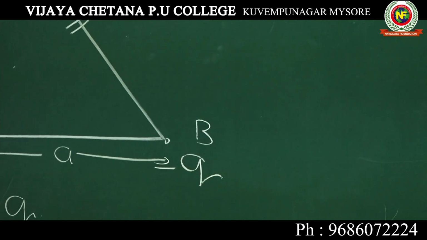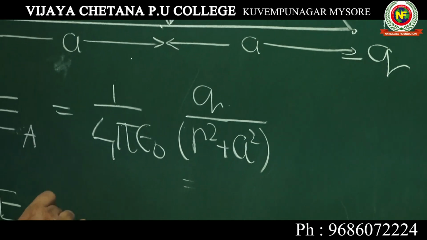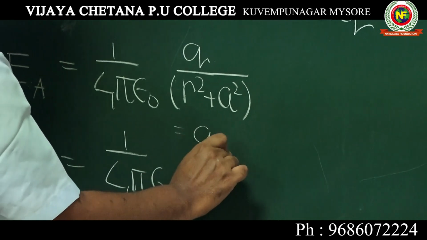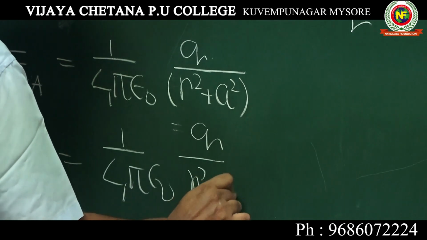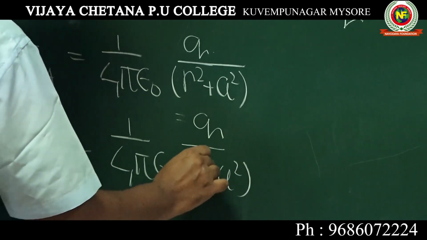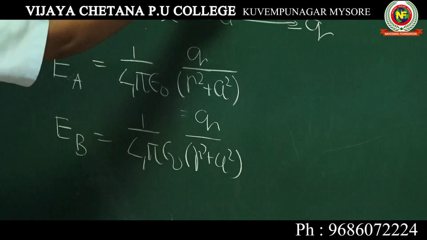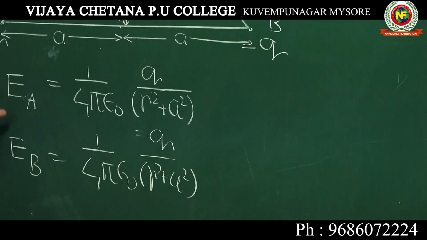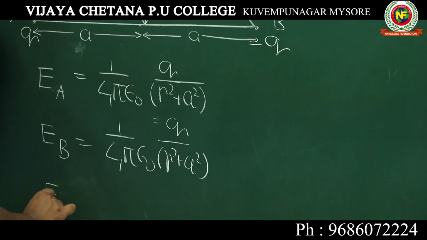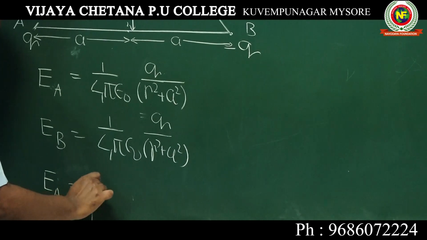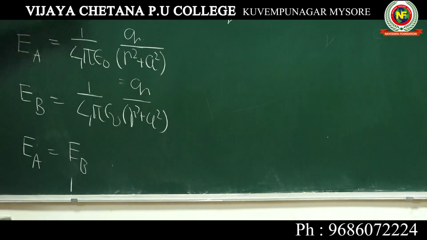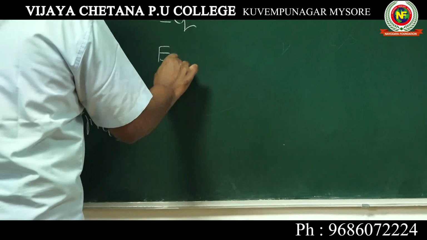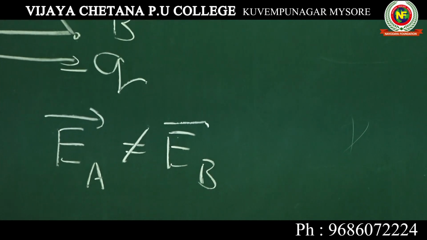On the other side, EB is equal to 1 by 4 pi epsilon naught charge divided by R square plus A square, because this distance is also equal to R square plus A square. If you observe, EA in magnitude is same as EB. EA, EB are equal in magnitude, but EA and EB are vectorially not same.